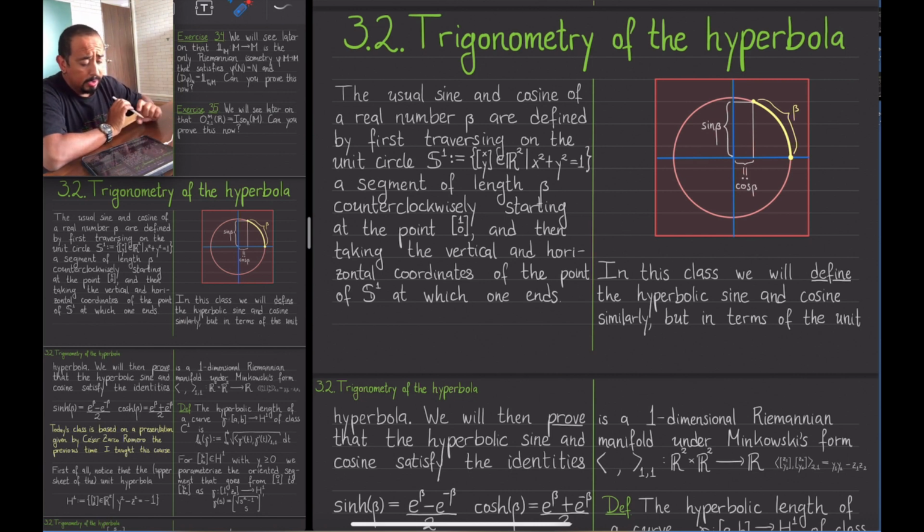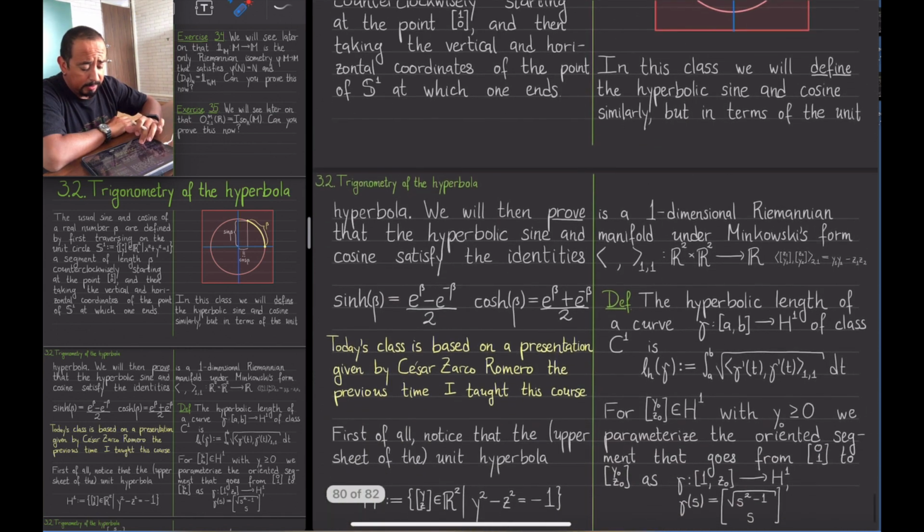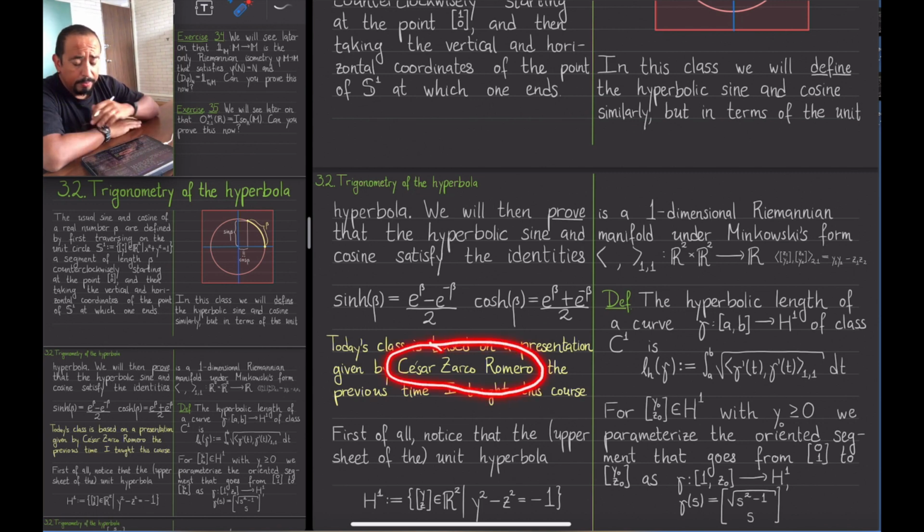So in general, today's class is going to be based on a presentation given by Cesar Zarco Romero the previous time I taught this course. The trigonometry of the hyperbola was a section that I gave for a student presentation, and Cesar Zarco Romero made that presentation. And today's class is pretty much based on his presentation.